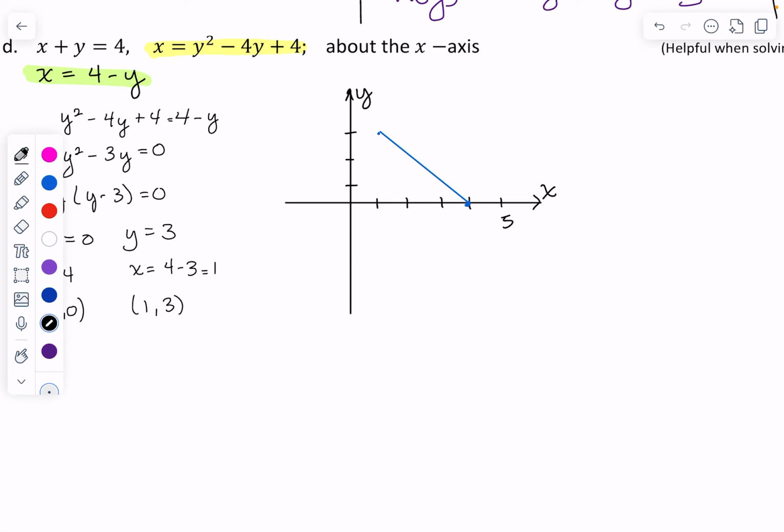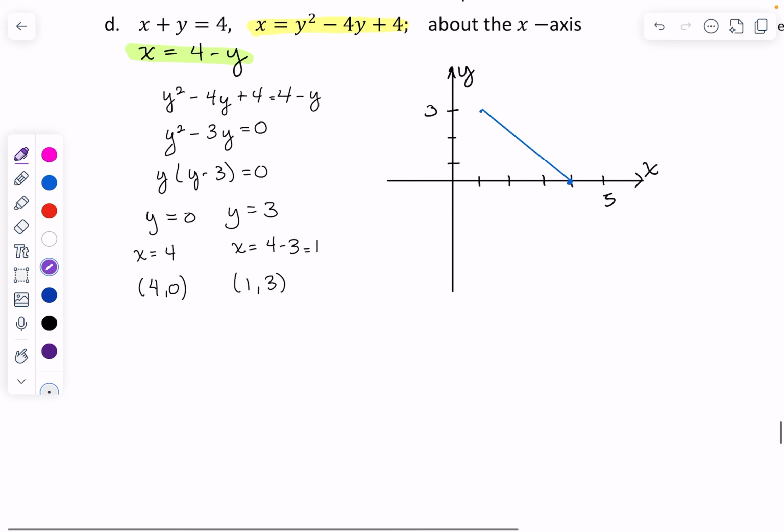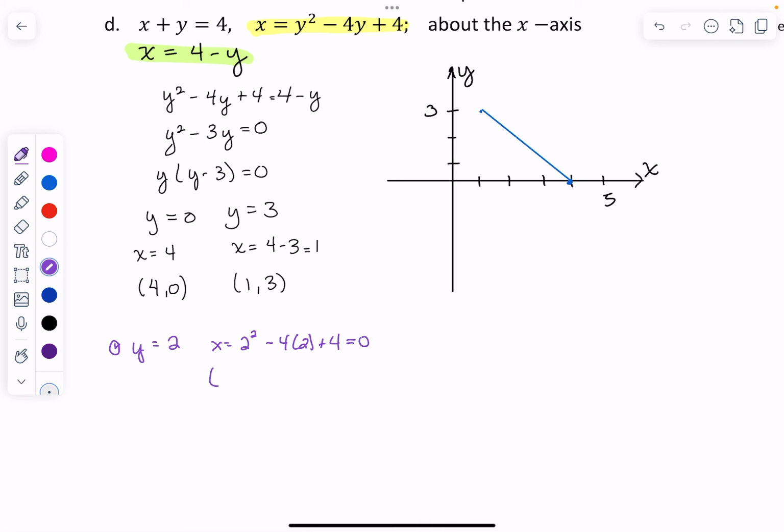And we'll go ahead and sub that into the second yellow equation. So I'm going to say down here at y equal to 2, then x is equal to 2 squared minus 4 times 2 plus 4. So I'm going to get a 4 minus an 8 plus a 4, and that's going to equal 0. That means that I have a point at x equals 0, y equals 2.